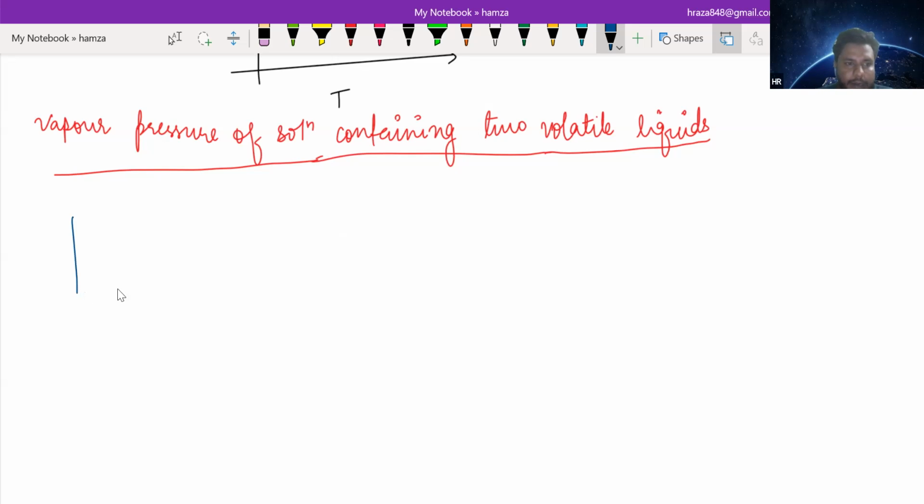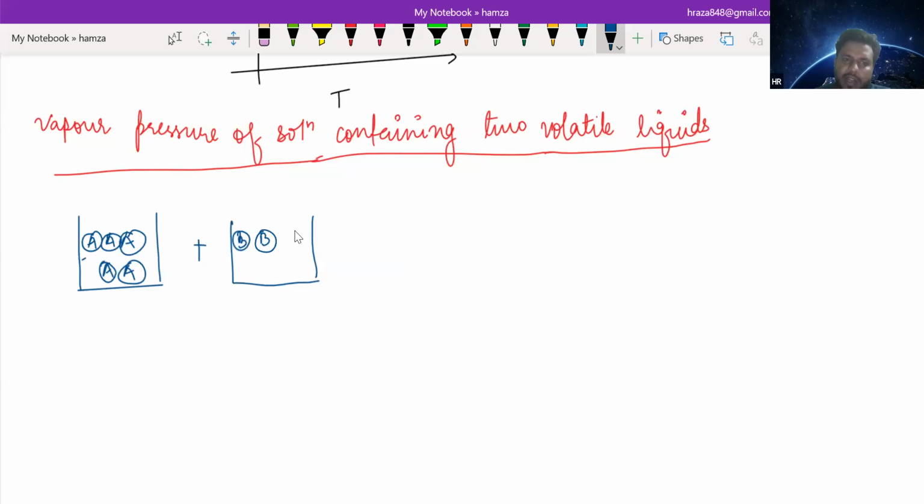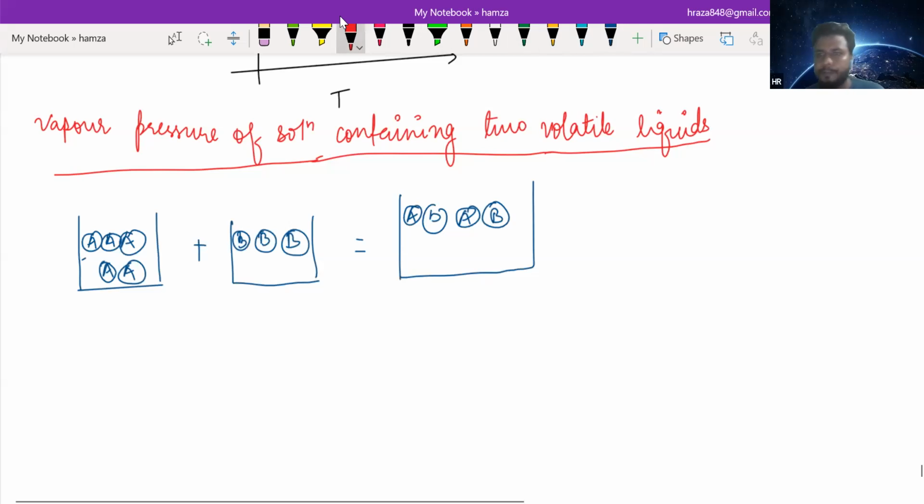So I'm going to take a container A in which only A is present. You can see this container will have only A, that means pure A. And another container B, you can take B as solute, so only B is present, that means pure B. Now I'm going to mix them to form a solution and keep it in a bigger container. That means A, B, A, B. This is a solution.